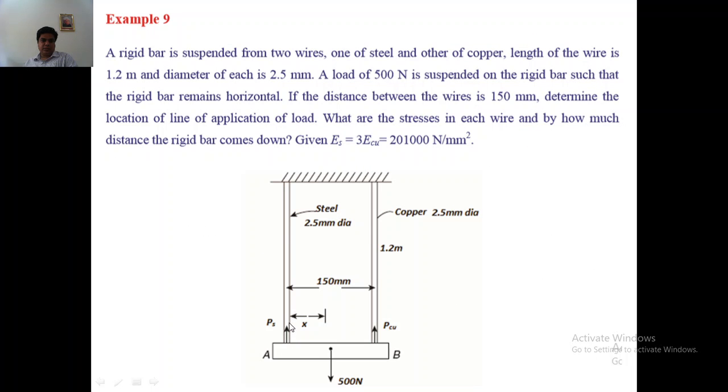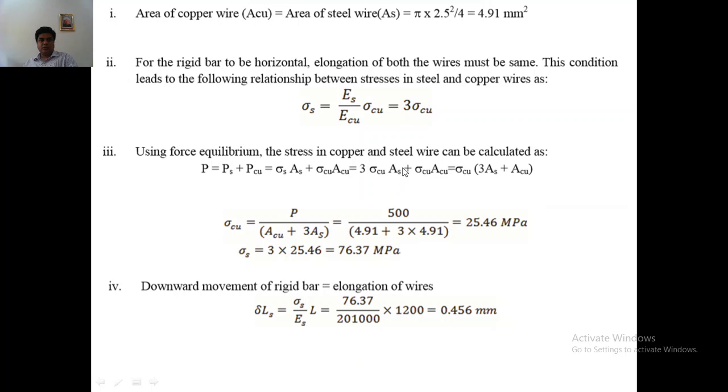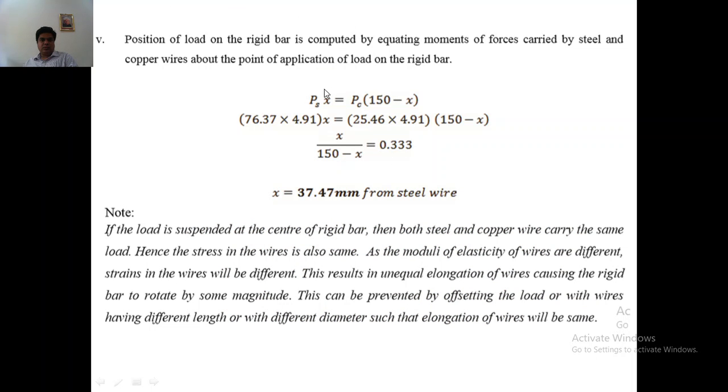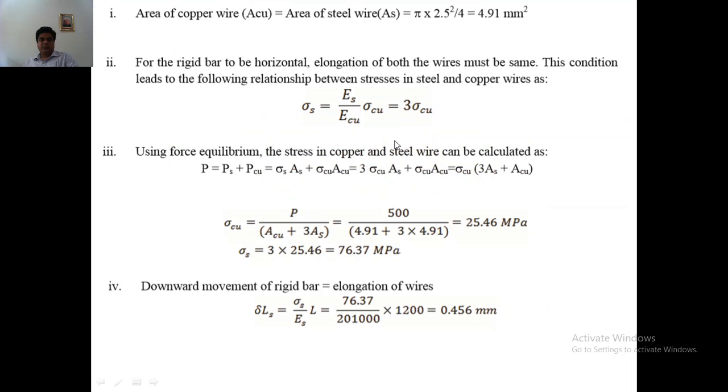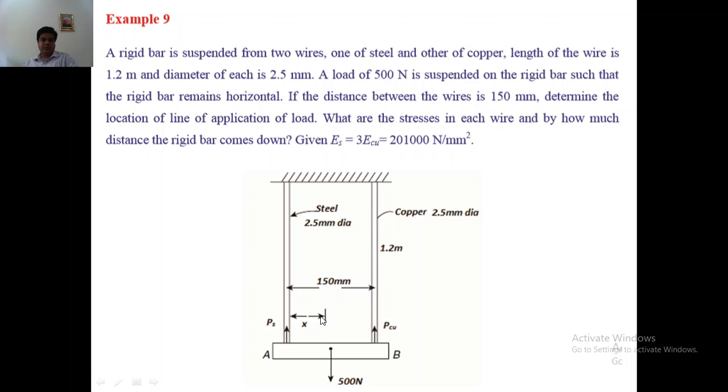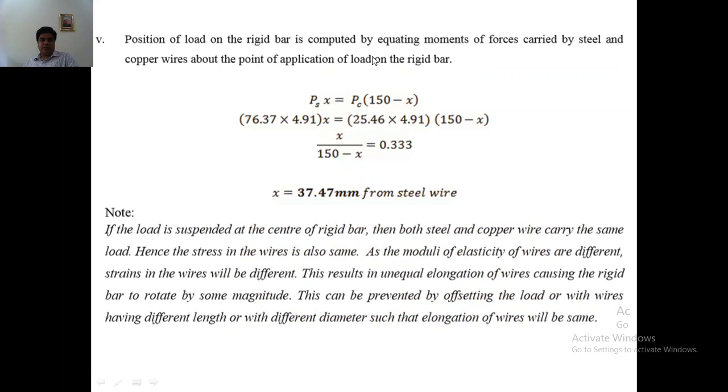The load taken by the steel wire into distance X, that moment should be equal to the load taken by the copper wire into this distance, to maintain equilibrium. So the load taken by the steel into X is equal to the load taken by copper into the distance 150 minus X. So this is 150, this is X, so this will be 150 minus X. If you take the moments about this point, they should be equal, and when we equate that, we get the value of X.